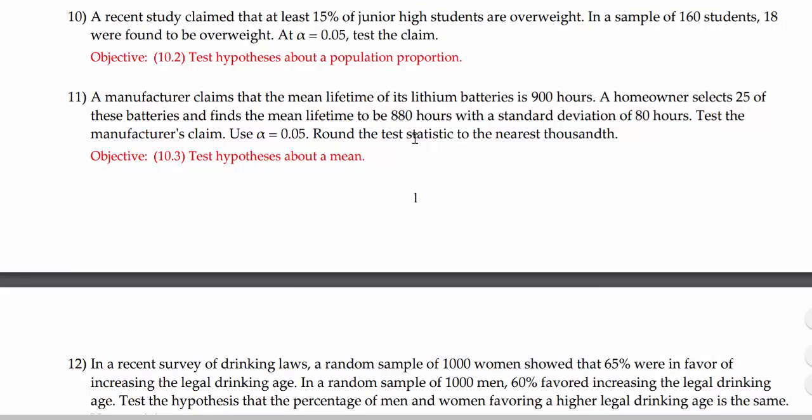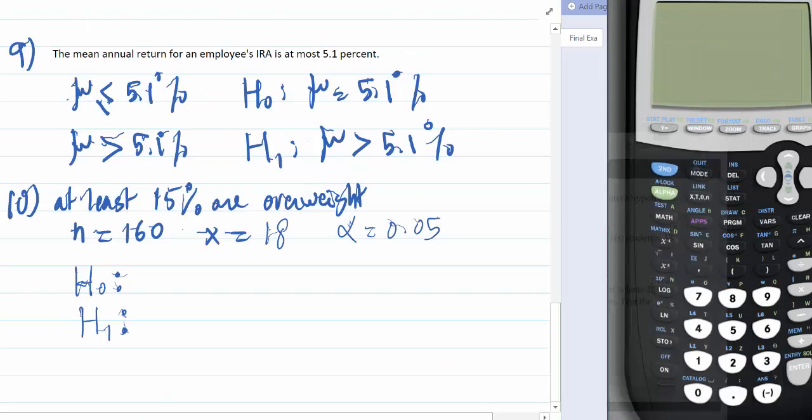Okay, number 10, a recent study, this is a test for the proportion, claimed that at least 15% of junior high students are overweight. In a sample of 160 students, 18 were found to be overweight. At alpha equal 5%, test the claim. So we have at least 15% are overweight. 160 were selected, 18 of them were found to be overweight, and test the claim at alpha equals 0.05. At least 15%, you need to know what at least means. It means greater than or equal to. Since it has the equal sign, that must be the null hypothesis. So it's a proportion here, so I just use P equal 0.15.